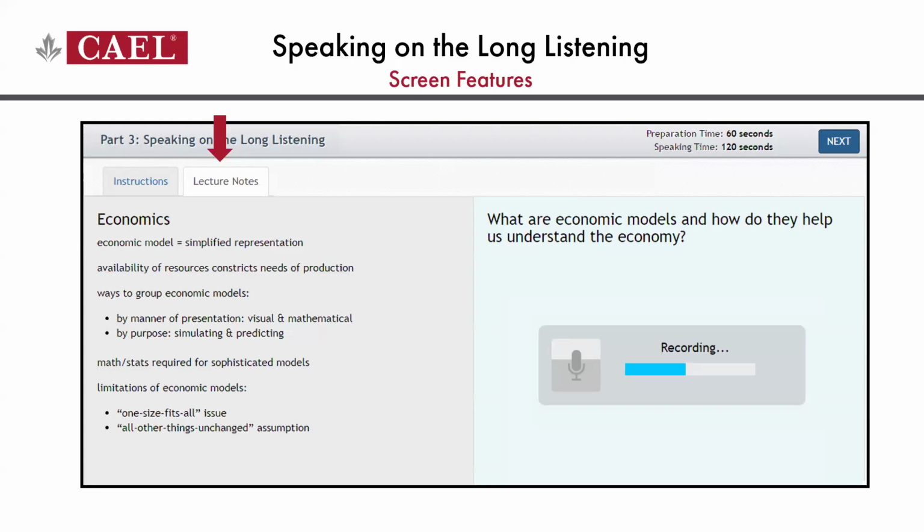Instead, by clicking on the lecture notes tab, as we're showing you here, the computer itself is going to present to you a little outline. This topic is about economics or economic models. So you can review the outline there, and provided you've understood the lecture adequately that you've just finished listening to, this outline should be sufficient to remind you of the main points and some of the details that were discussed. So you're expected to use these details from the outline as you answer the question. And you can see the question on the right of the screen says, what are economic models and how do they help us understand the economy?